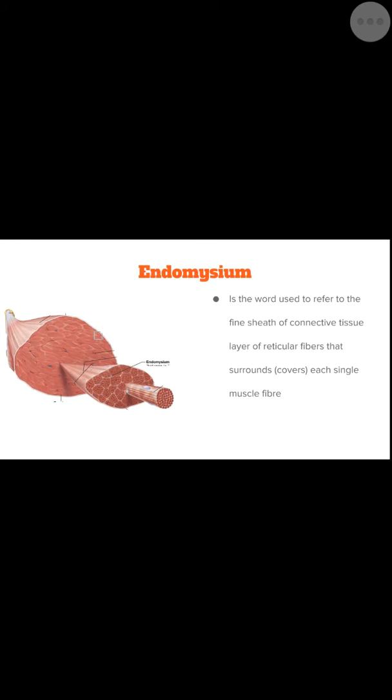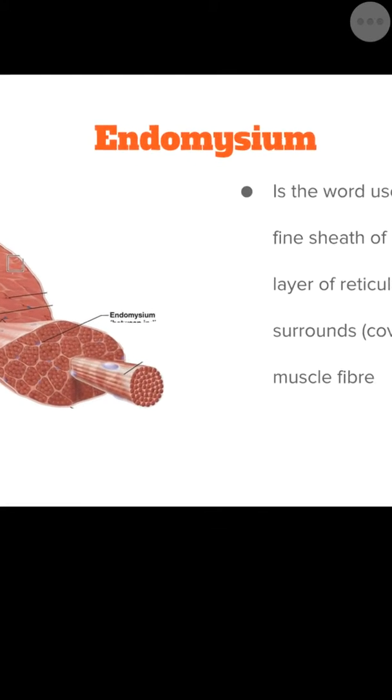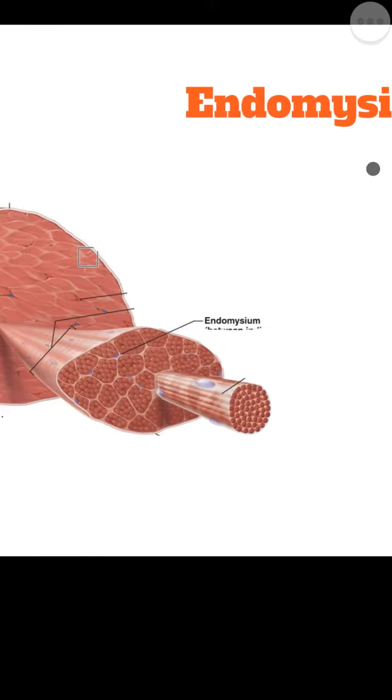The endomysium is the word used to refer to the fine sheath of connective tissue layer, particular fibers, that surrounds each single muscle fiber. So the endomysium is that honeycomb thing around each muscle fiber.